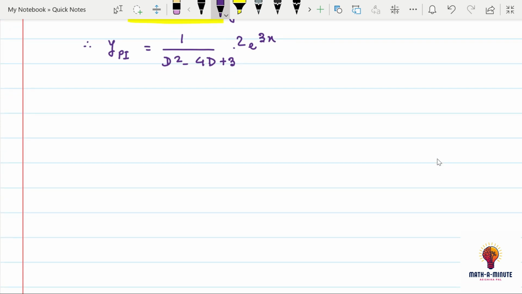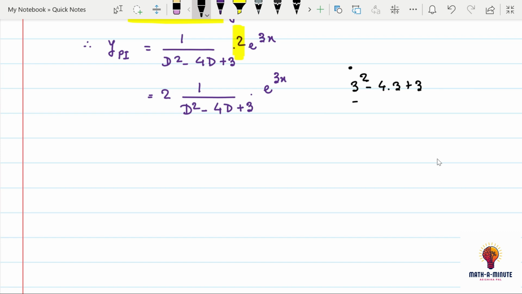Okay. So this 2 is basically a constant, so we can write 2 into 1 by D squared minus 4D plus 3, into e to the power 3x. Here the value of a is basically 3. So if we put 3 here, let me calculate roughly: 3 squared minus 4 into 3 plus 3. So it will be 0.